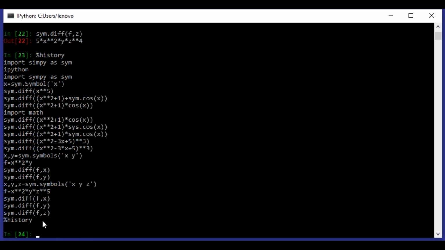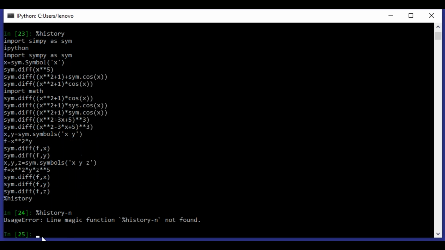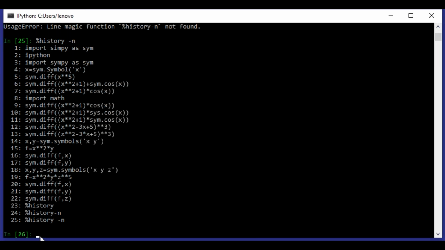By typing percentage history, we can get all the things I have typed in this command line. Then one more thing, if you type percentage history then hyphen n, a space is required there, then we can see the line numbers.